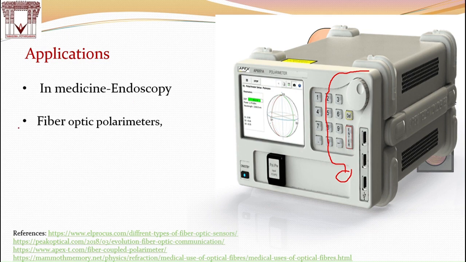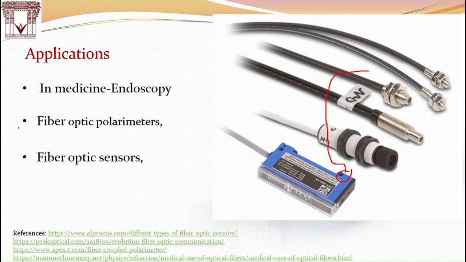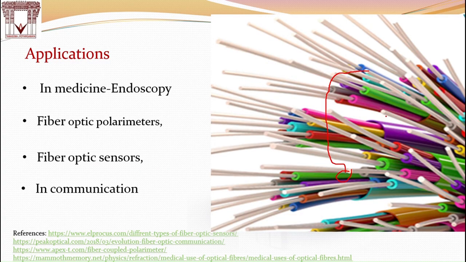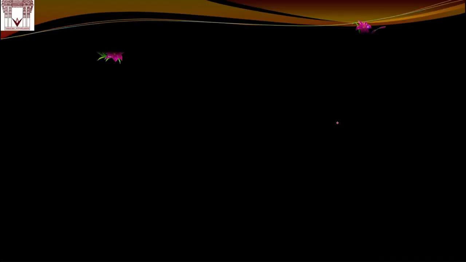We can also use it in polarimeters, that is fiber optic polarimeters, and in medicine, and in optical fiber sensors. In communications, for the internet, we use these optical fibers extensively for lossless transmission. These are the major applications of optical fibers in various fields.